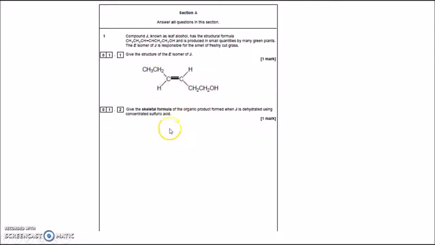So let's actually have a look at what's going to happen. We're going to have CH3, CH2 with a single bond between the two, a single bond down to the C, a double bond between these two C's, a single bond down to this C, and after that the H and that OH have been removed by the concentrated sulfuric acid, removing water, you'll end up with a double bond here.